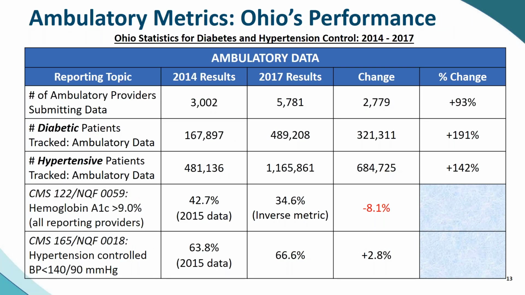We saw that as we looked at the hospital data, and the question was, was that supported by the ambulatory data? Did we show that the patients were being better managed on the ambulatory side? And the answer to that, first of all, is that we had significant data. Almost 6,000 providers we were working with, or are working with. And the number of diabetic patients we tracked during that time was almost 500,000.